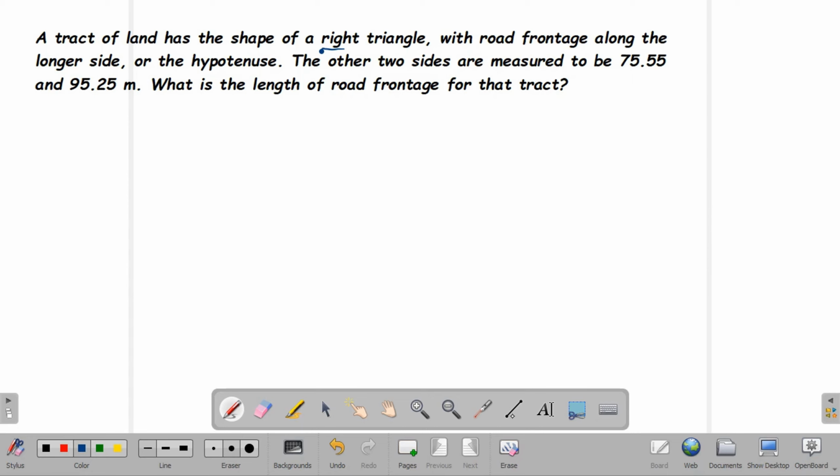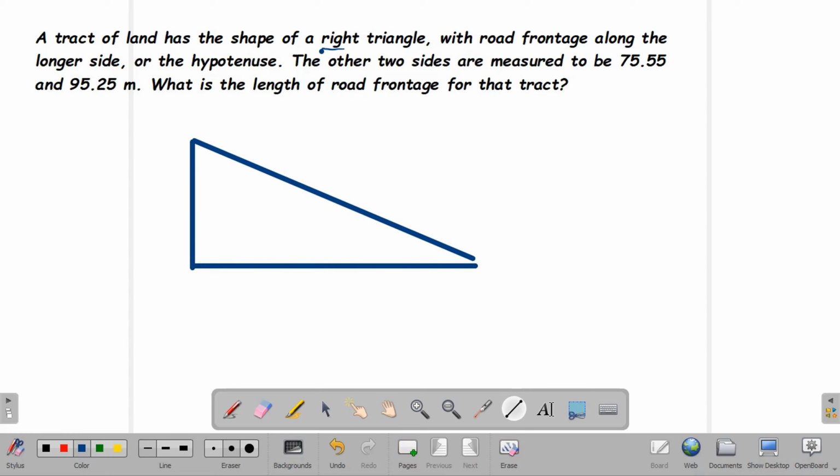Okay, so idodrawing natin yung problem. So right triangle daw, di ba? So ganito yan. Right triangle, tapos dagdagan lang natin dito. Sabi sa sample problem, yung road daw nasa side ng hypotenuse. Ibig sabihin dito meron tayong daan, no? So ito yung daan. This one is the road. Tapos ito yung land natin, okay?